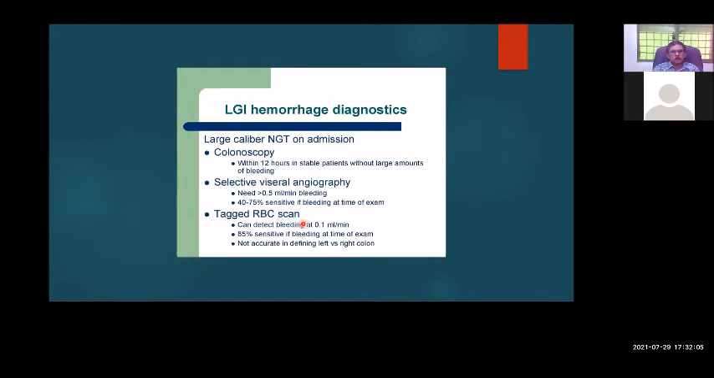Tagged RBC scan can detect bleeding at 0.1 mils per minute. Therefore, it is more sensitive than your angiogram. Okay, 85% sensitive if the bleeding continues at the time of examination. The drawback of tagged RBC, although it's very sensitive, is it's not accurate in defining the left versus the right colon. So that causes some confusion as to the localization of the source of bleeding.